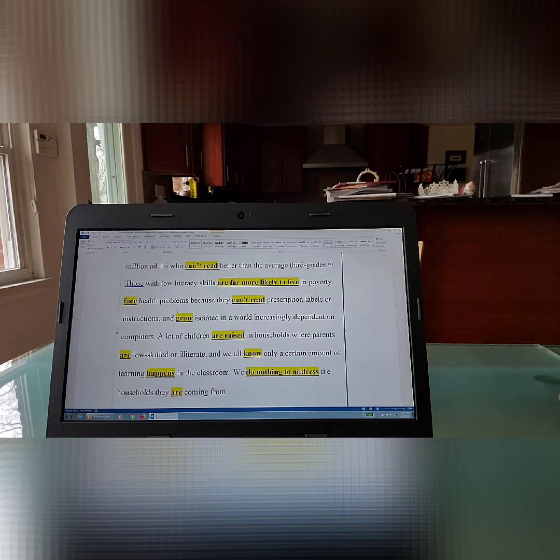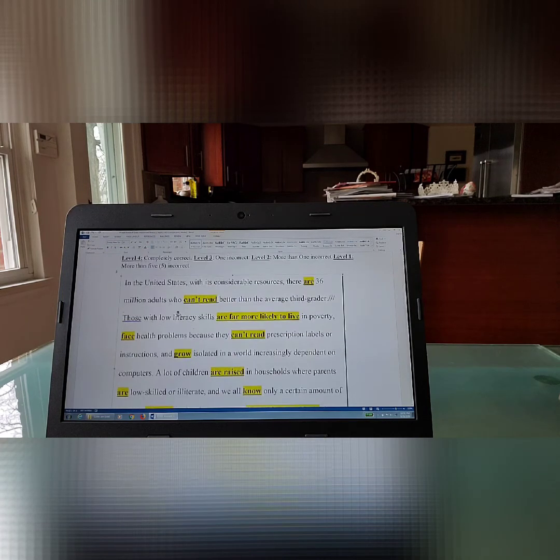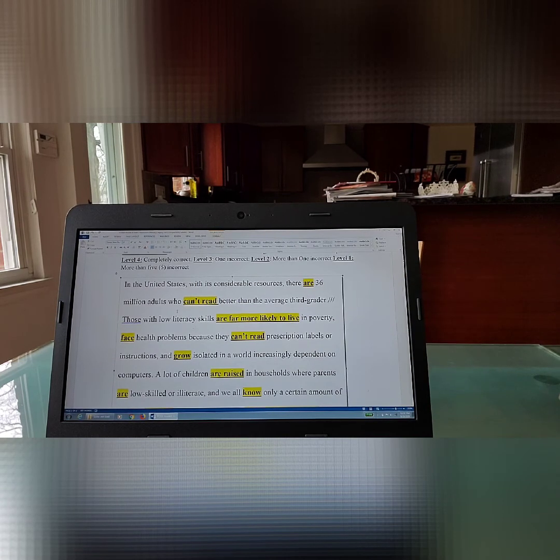Okay, now, let's go back up to the top. All right, so it says, in the United States, with its considerable resources, there are 36 million adults, right? So again, are is talking about the existence of something. So what exists? 36 million adults, right? And where do those 36 million adults exist? In the United States, right?